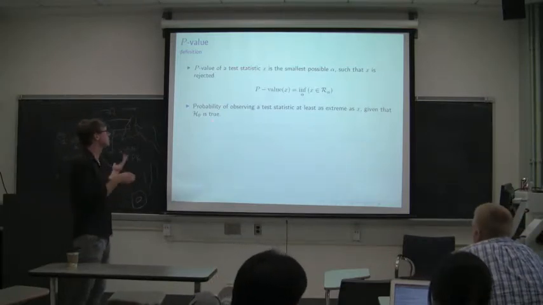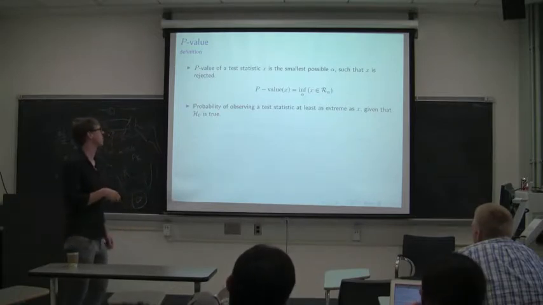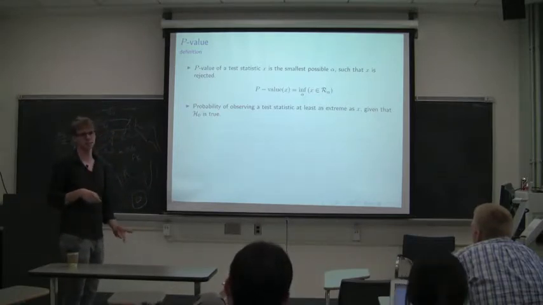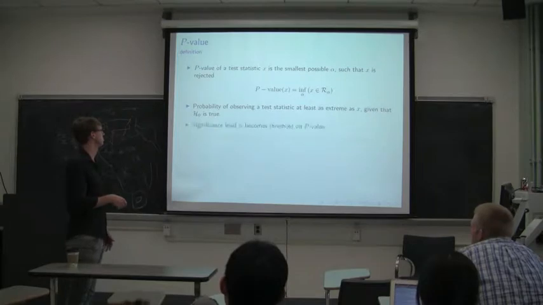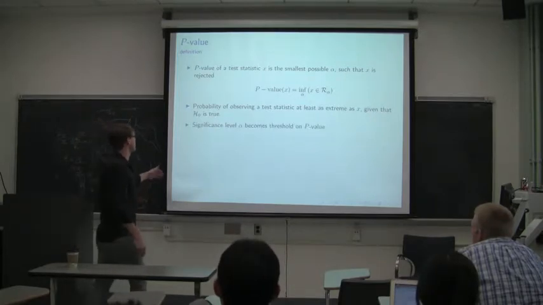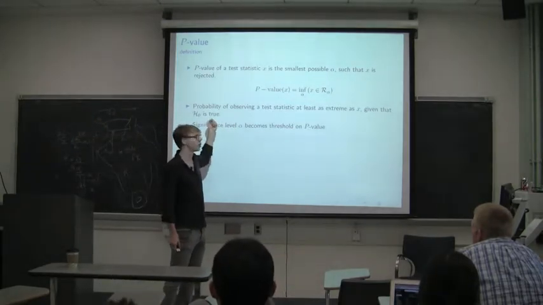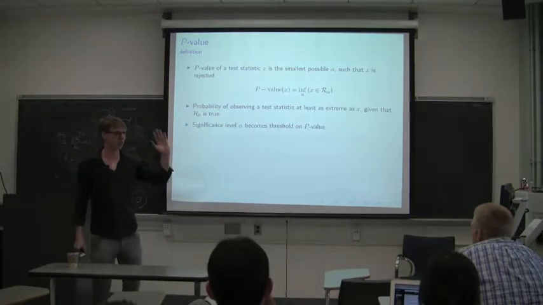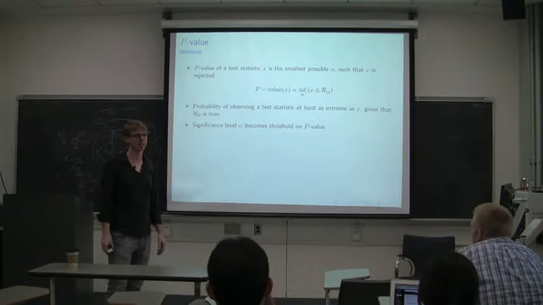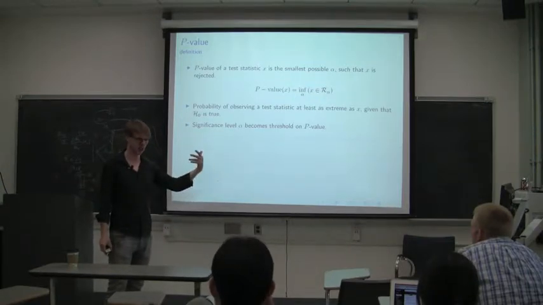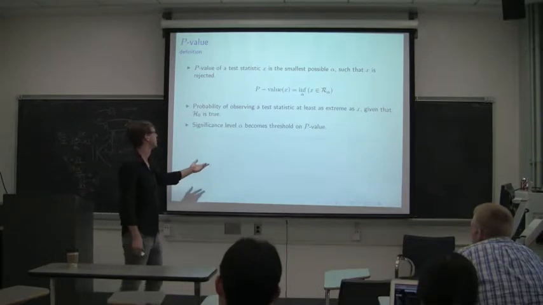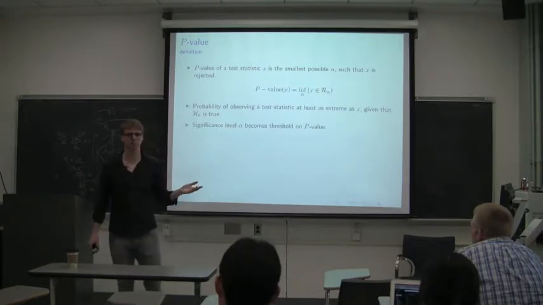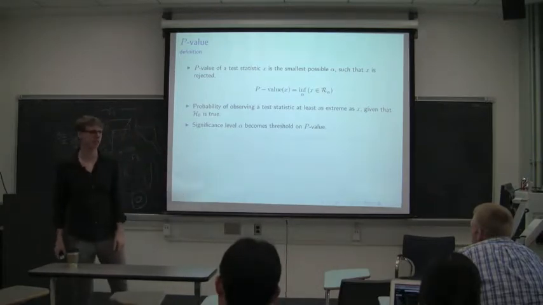Okay, so it follows that it's just the probability of observing a test statistic at least as extreme, which means that the significance level alpha, if you chose it beforehand, just becomes the threshold on the p-value. So if you say, I want a type 1 error rate of 1%, then that is my significance level. That means that you call every p-value smaller than 1% significant.